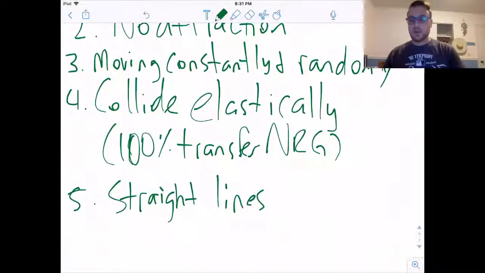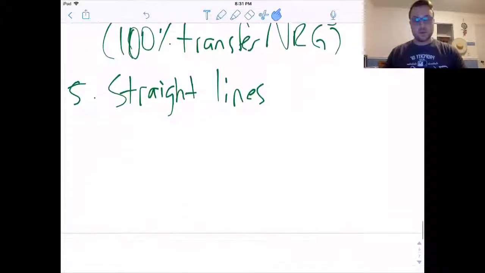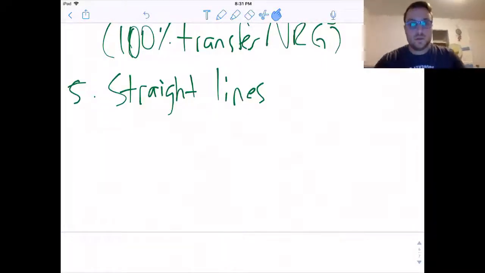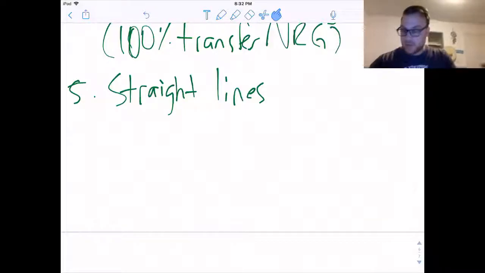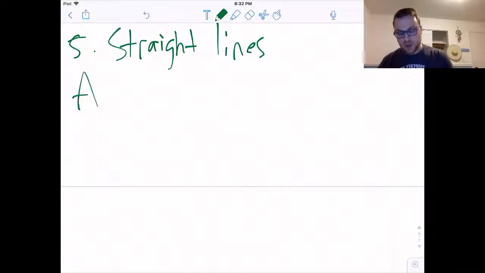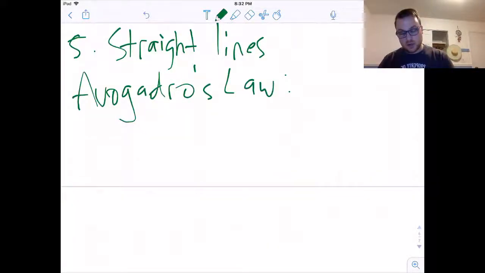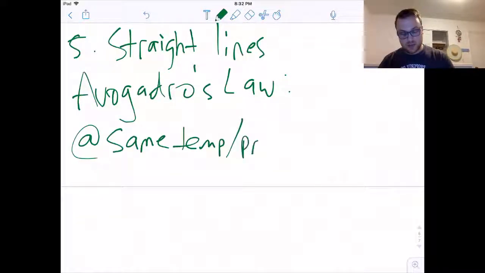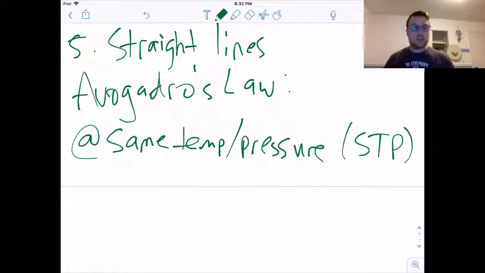Next, Avogadro's law. Avocado's law? No. Avogadro's law. So, at same temperature and pressure, which in problems will usually just say STP, which doesn't stand for same temperature and pressure. It stands for standard temperature and pressure, but they'll usually just say at STP. So at same temperature and pressure, same volume equals same number of particles.